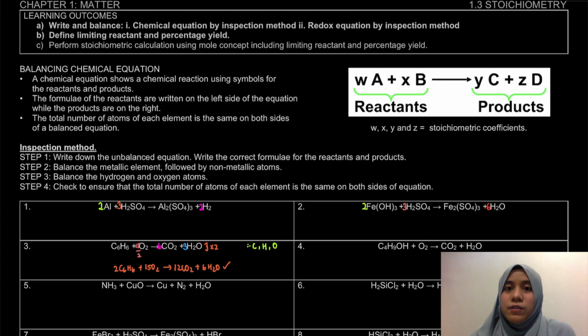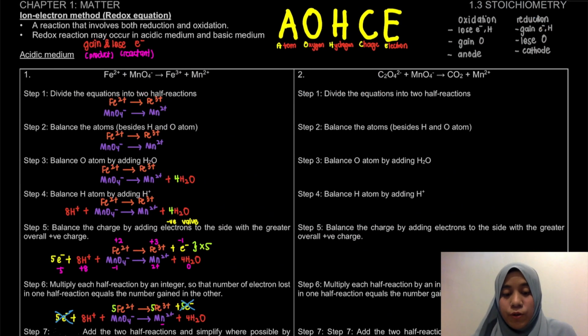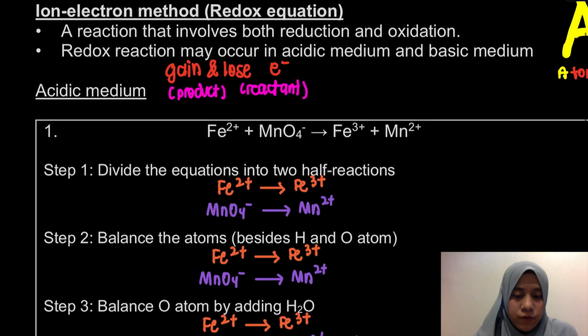So I know it's quite a lot. The last video pun in 20 plus minutes kan, but I believe you could do it. Yang ini the last one for the balancing redox equation. Because previously what we have looked is actually for the case of acidic medium. But we know that actually the redox equation can occur in two types of medium, which is acidic and basic medium. So let's look for the example on page 20.